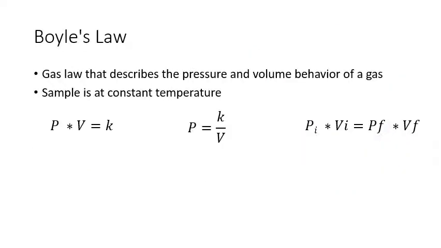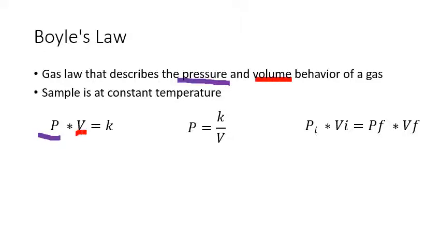So the first equation that we can use is this law called Boyle's law, which is a gas law, a mathematical equation that can predict how the pressure of a gas compares to the volume of a gas. So we've got pressure, and we're just going to use the symbol P, and then the volume of a gas is V.